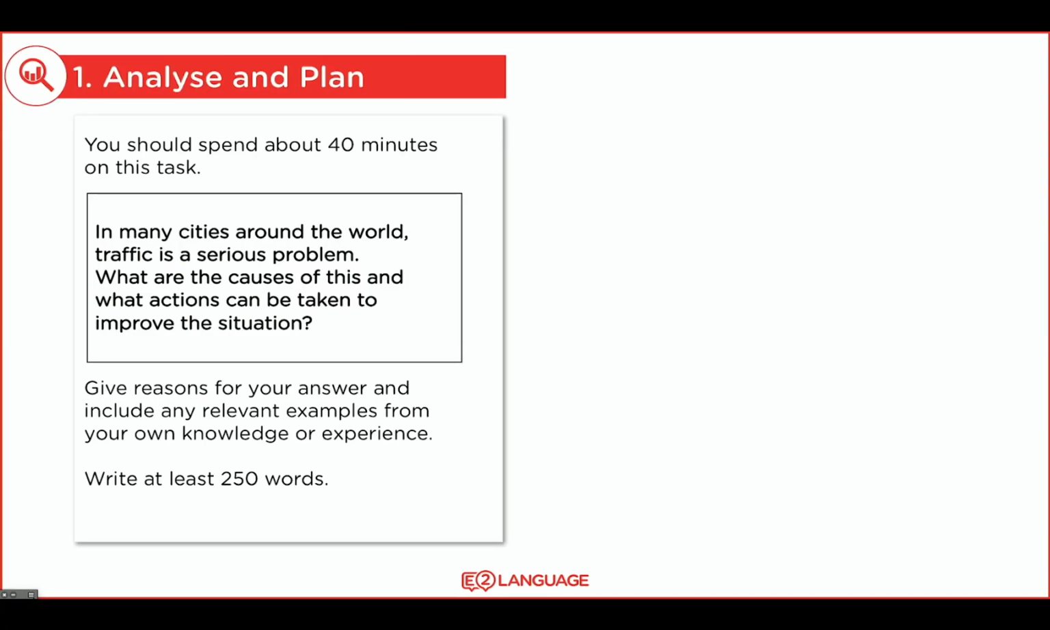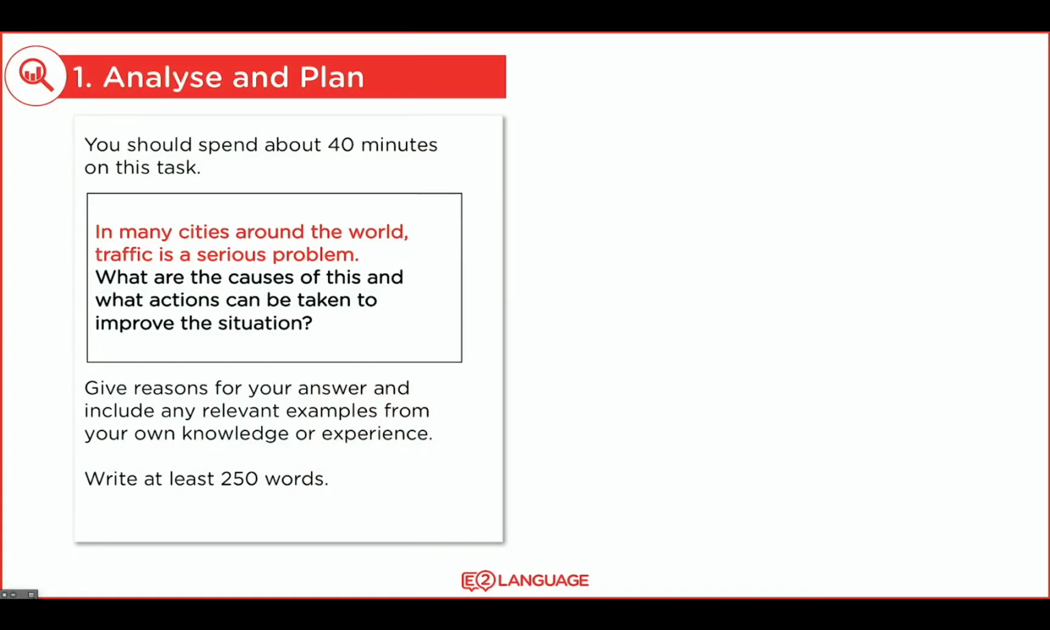Okay, so let's read this task here. It says, in many cities around the world, traffic is a serious problem. What are the causes of this traffic problem, and what actions can be taken to improve the situation? Cool, pretty straightforward in terms of the content, right? Traffic problems and what causes this and what are the solutions. Okay, cool. We know what type of essay we're writing, but even still, we're going to plan this out accordingly.